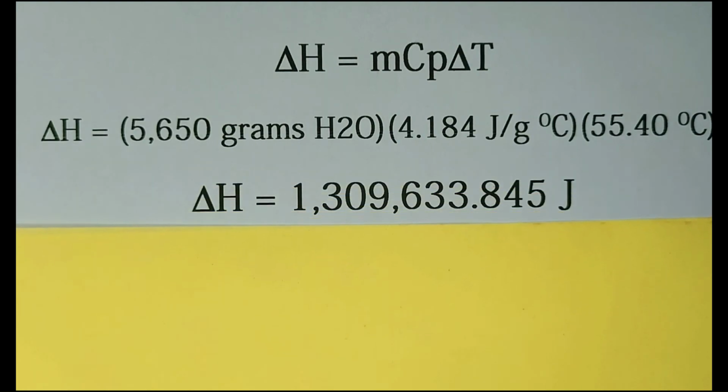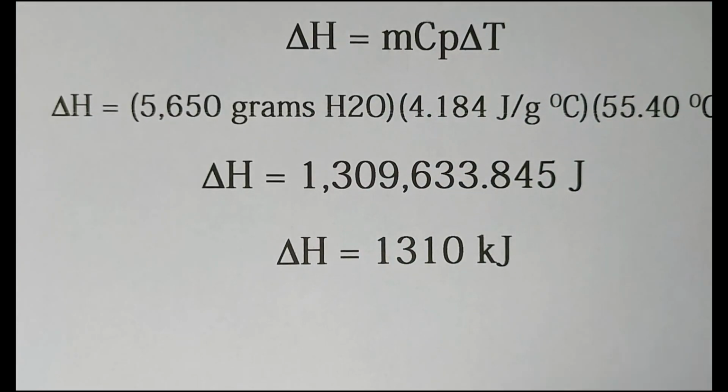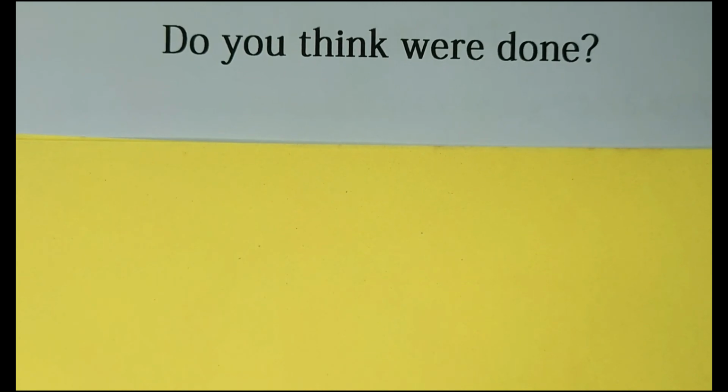We have 1,309,633.845 joules. The typical molar heat of combustion is given as kilojoules per mole. That's why we need to convert joules to kilojoules for us to find the molar heat of combustion of the hexane. 1,309,633.845 joules converted to kilojoules will be 1,310 kilojoules. The question is, do you think we're done?